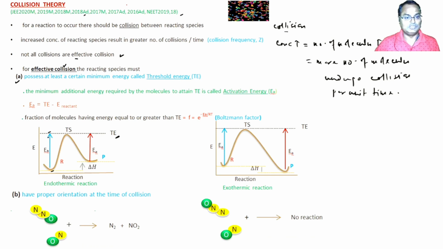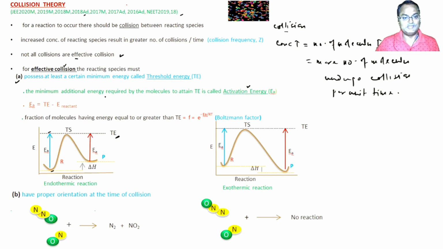तो effective collision तभी होगा जब reactant molecules की energy इसके बराबर या इससे ज़्यादा होगी, तब उनके बीच में जो collision होगा वो effective collision कहलाएगा. So this is effective collision. This additional amount of energy required by the molecules so that they become active and perform the effective collision for the conversion into products is known as activation energy. See, this is the definition of activation energy.